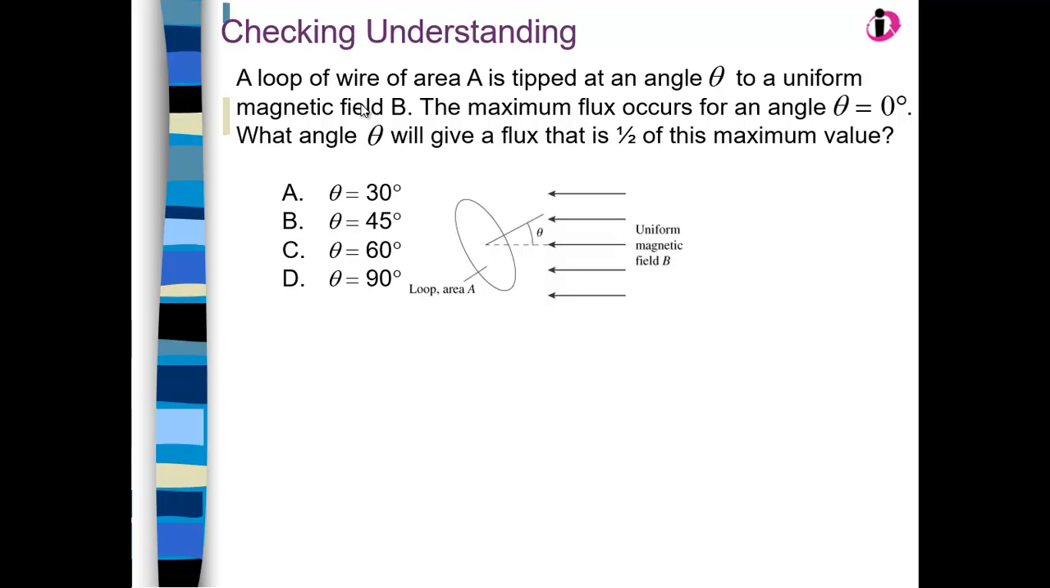If theta equals 60 degrees, that gives you cosine theta as 0.5, and that would give you half the magnetic flux. So the answer is C, theta equals 60 degrees. And once theta equals 60 degrees, then the magnetic flux will be cut down by 1/2.